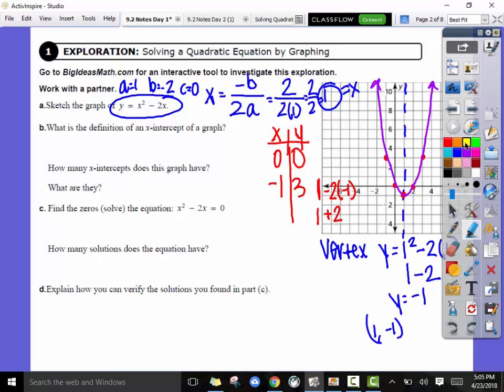Okay, now what I would like you to do is to go ahead and look at your parabola and answer questions B, C, and D. Once you've answered those questions, push play and you can compare your responses with what I provide. So push pause, answer questions B, C, and D, and really think about the parabola and those solution points.